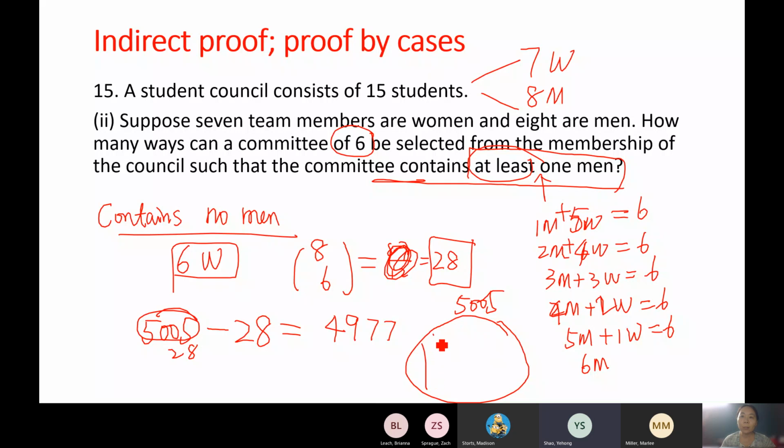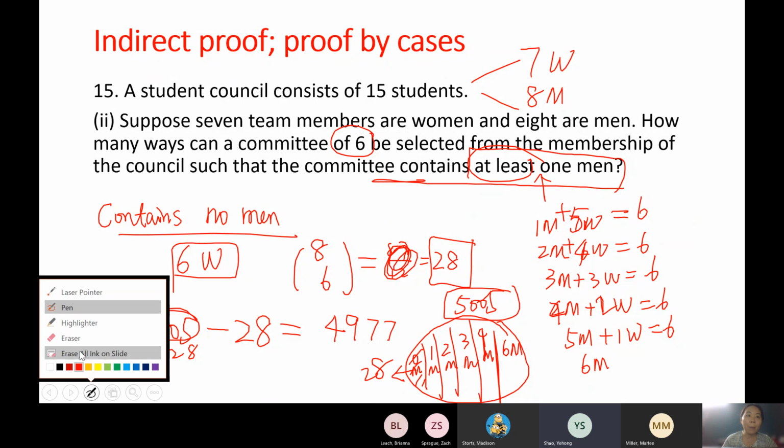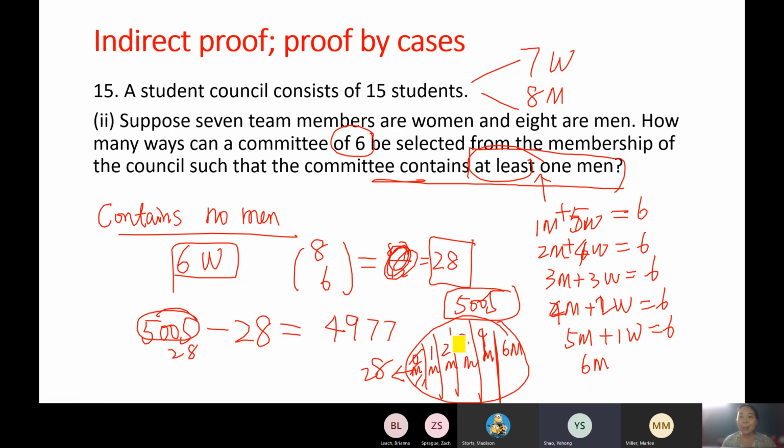Out of all of these ways, you could have 0 men, 1 man, 2 men, 3 men, 4 men, 5 men, and 6 men. That's all the possibilities. I already found out there are 28 ways for this little section right here. No man will be 28 ways. So if I do 5,005 minus 28, that's going to give me 1 man, 2 men, 3 men, 4 men, 5 men, and 6 men, right? So that's the easiest way to do this question. That's the one I'm looking for. But instead of doing all these 6 cases, that's just too many cases, and we can just do subtraction.